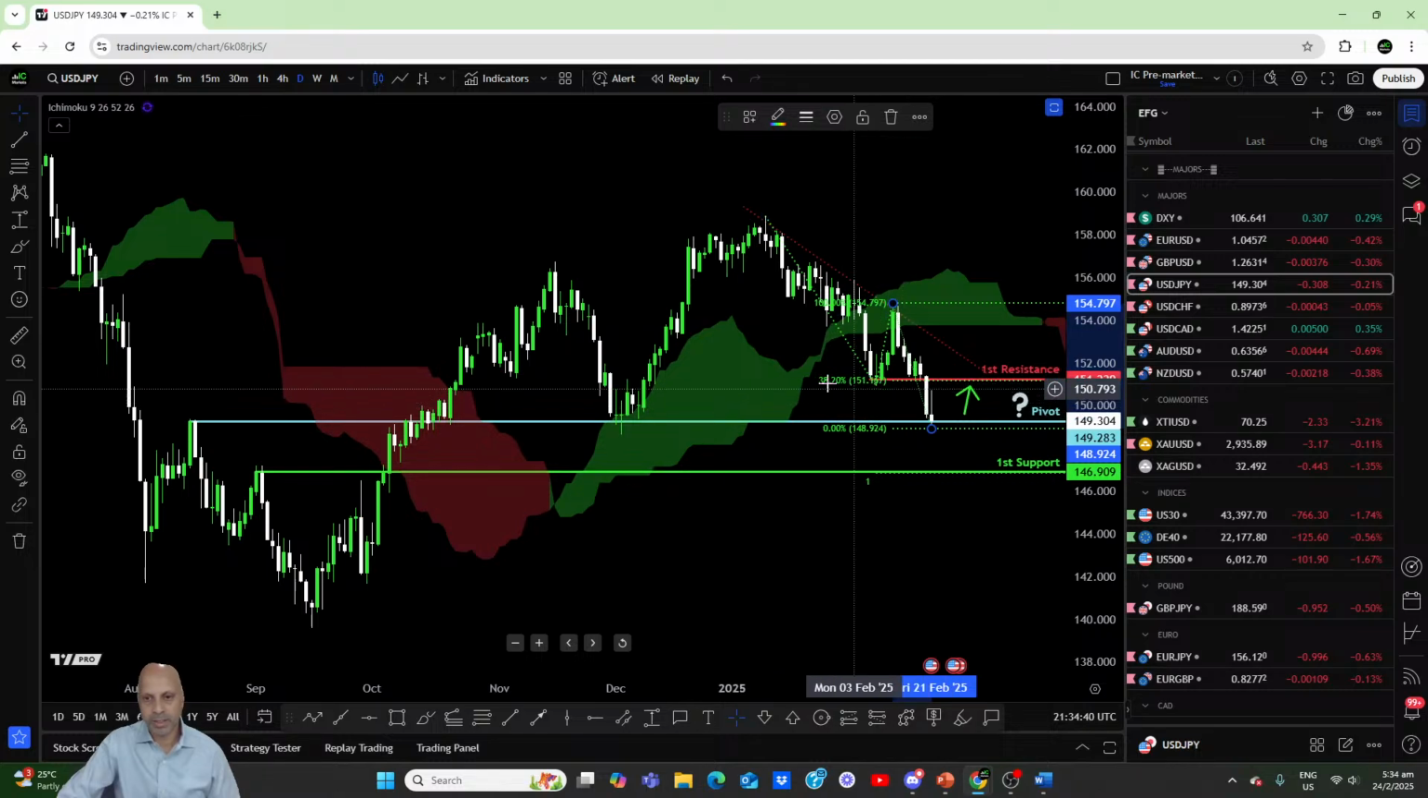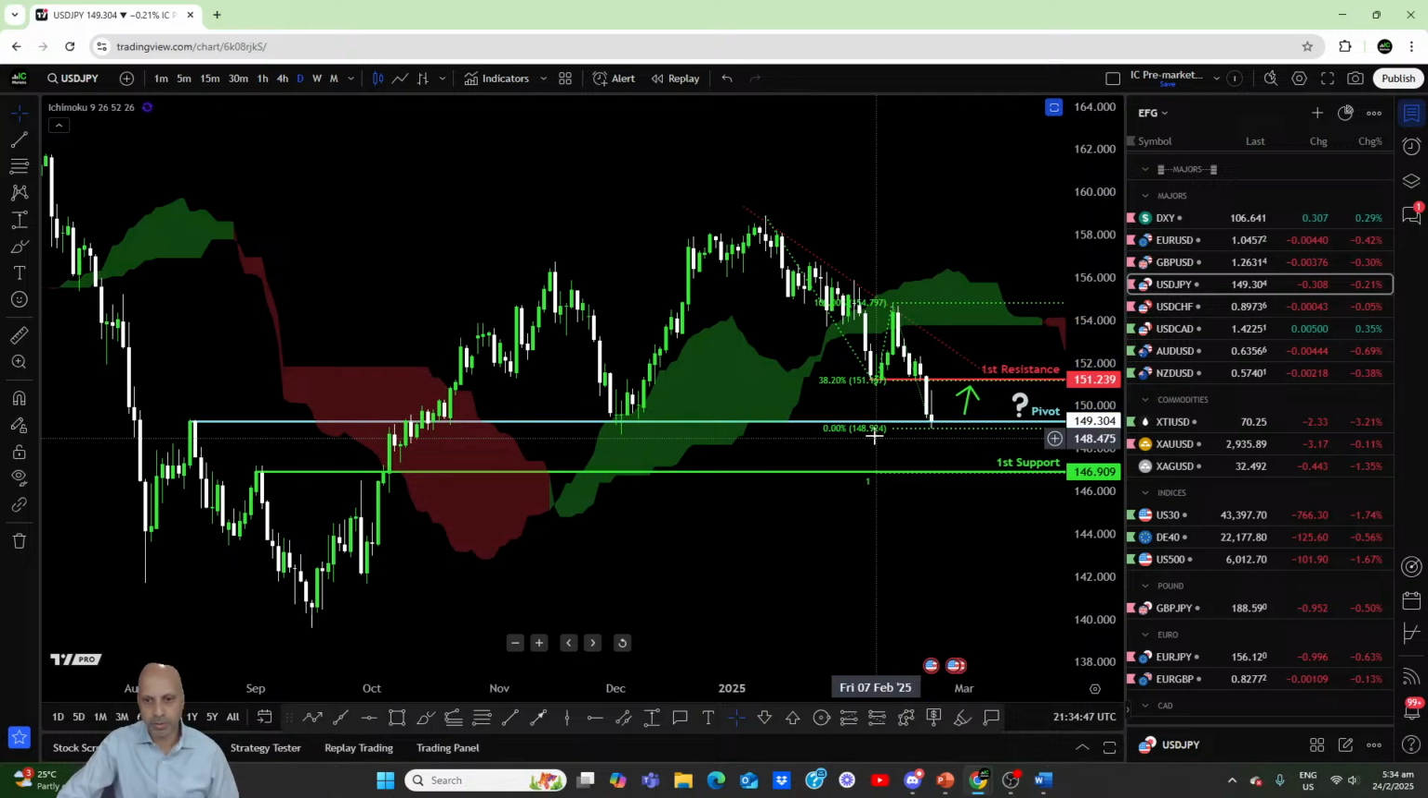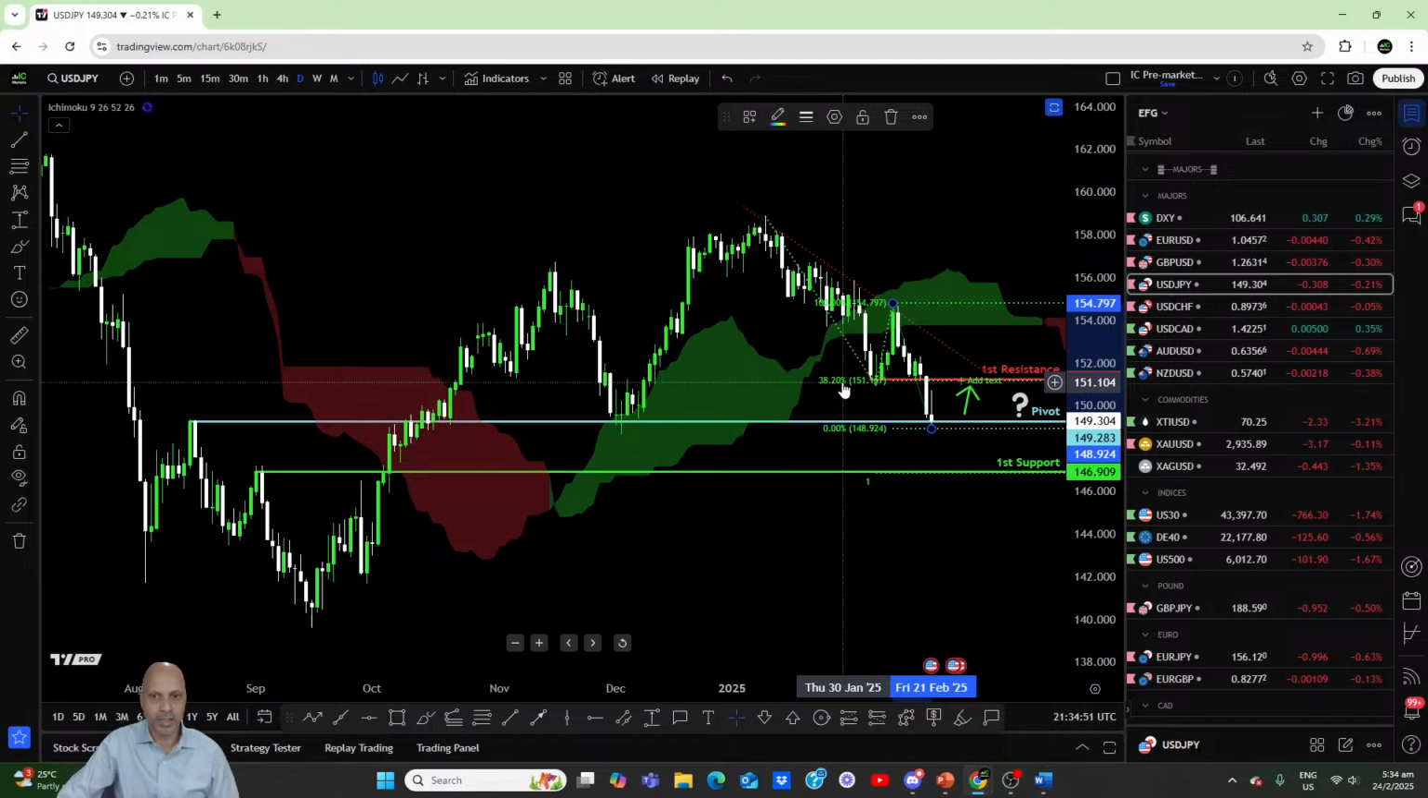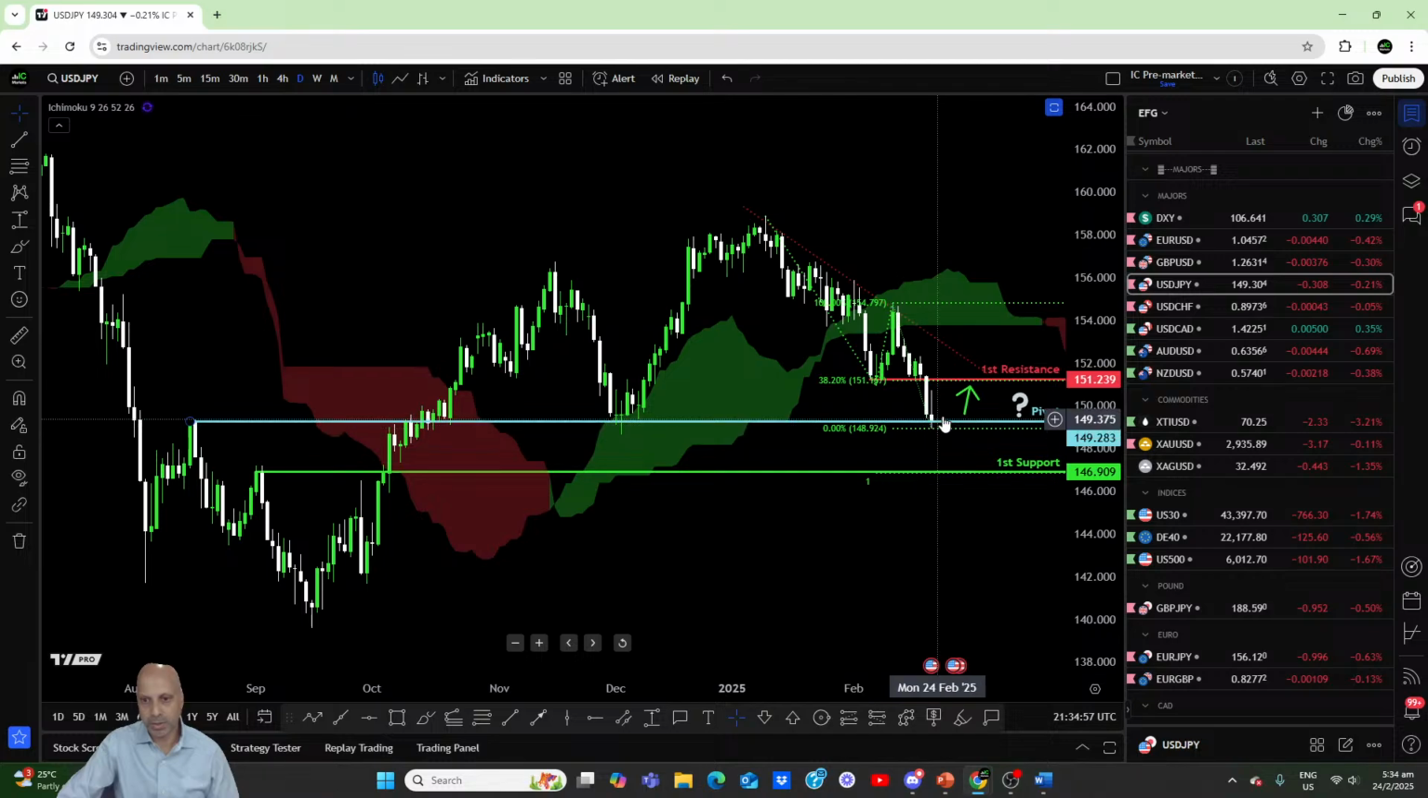But for now, it looks to be still intact, and as markets reopen, please take note, should we see the dollar yen break below 148.92, that means this retracement is no longer valid. We'll probably need to readjust it, or perhaps just delete it from the analysis. Now beyond the pivot, which is a significant overlap support at 149.28, there's another nice pullback level at 146.90.